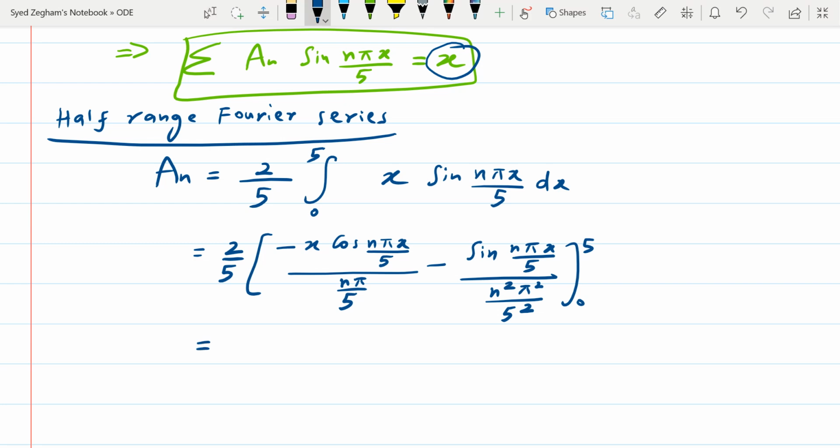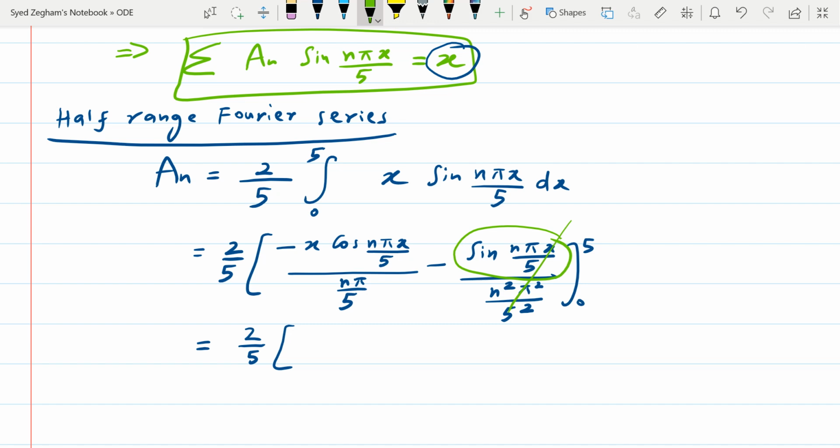And this gives us 2 over 5. If you check this second term, when you put x equal to 5, this will become n pi 5 over 5. So 5 and 5 will cancel, so it will become n pi. And we know that sine n pi is equal to 0. And when you put x equal to 0, again you will get sine n pi 0 over 5, right? So that will become sine 0, and sine 0 is also 0. So in both cases, this second term will become 0.